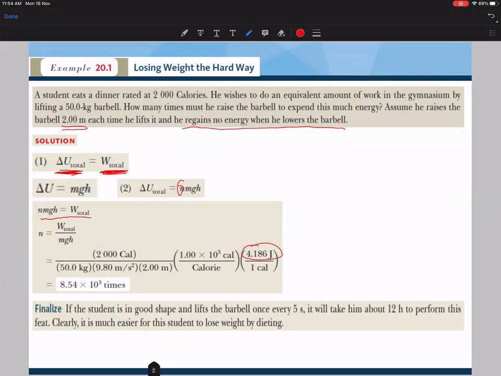So you can see that it is around 8,500 times. If you take 5 seconds to do a lifting, which is already something very impressive, even with such a fast lifting, it takes him 12 hours to consume all the energy. So that doesn't sound like a very useful or plausible strategy. So that is how we could convert the energy from one form into another.